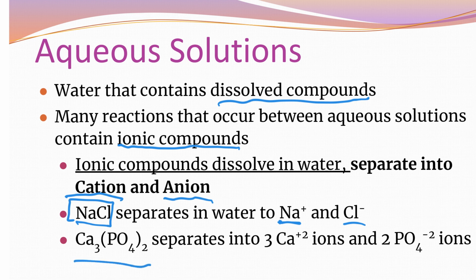Just like that, calcium phosphate is going to separate into calcium ions and phosphate ions, and in that water there's going to be 3 calcium for every 2 phosphate, and that's what these subscripts are telling you at the bottom, that for every 3 calcium ions that dissolve, there's going to be 2 phosphate ions, and you're going to see that the charges would balance.